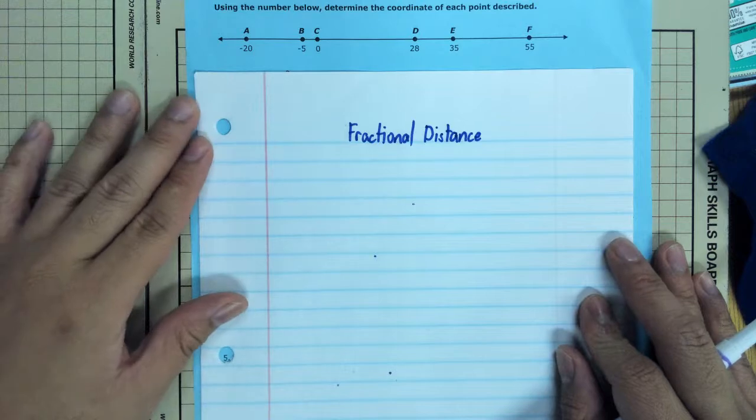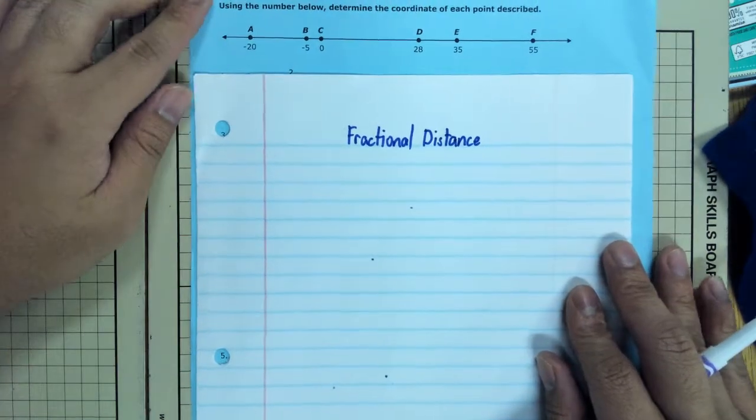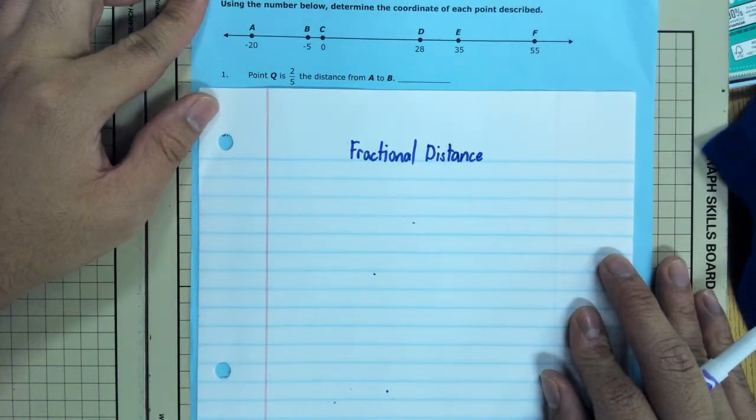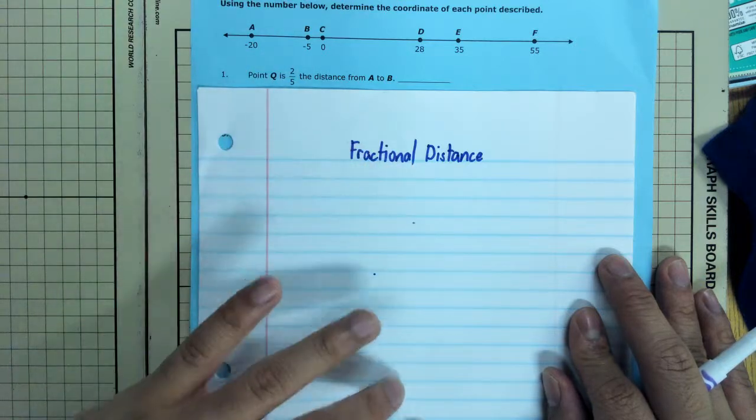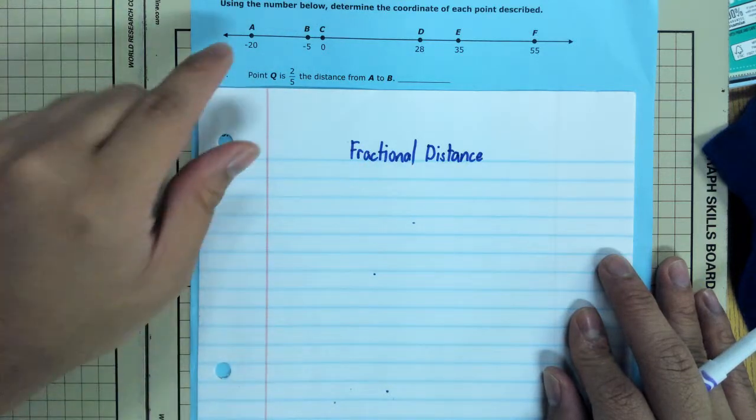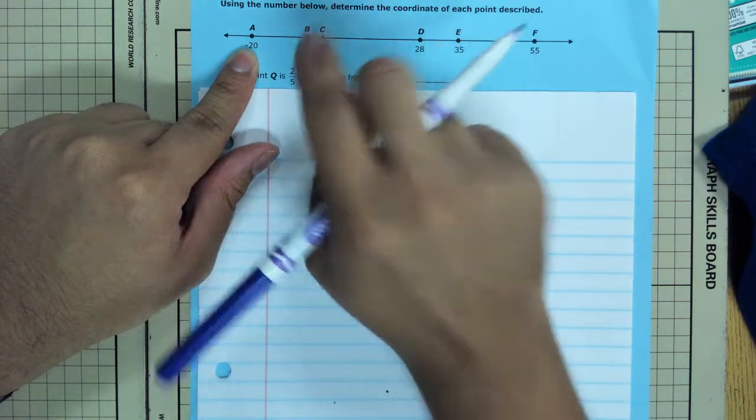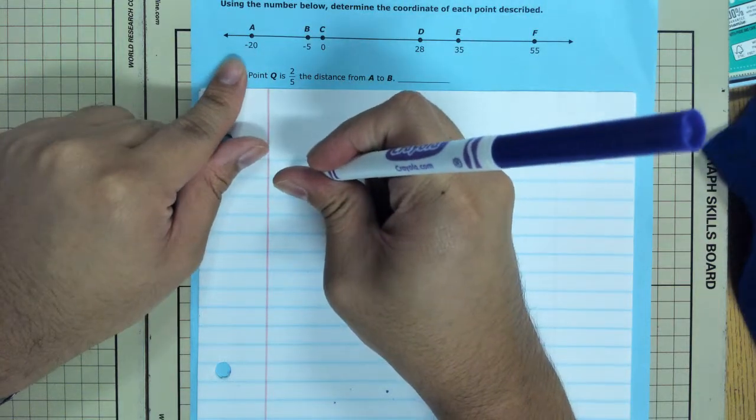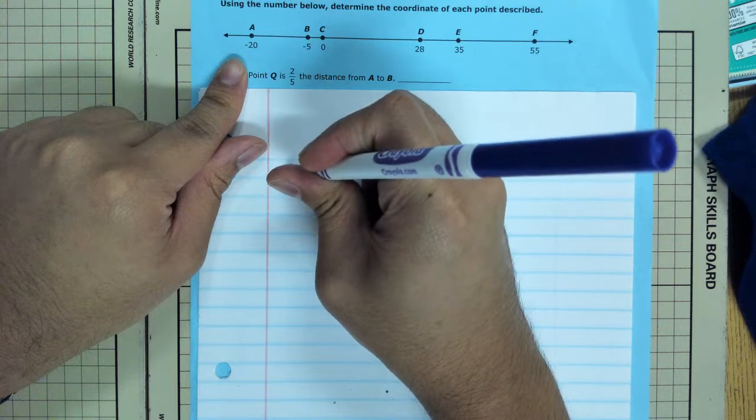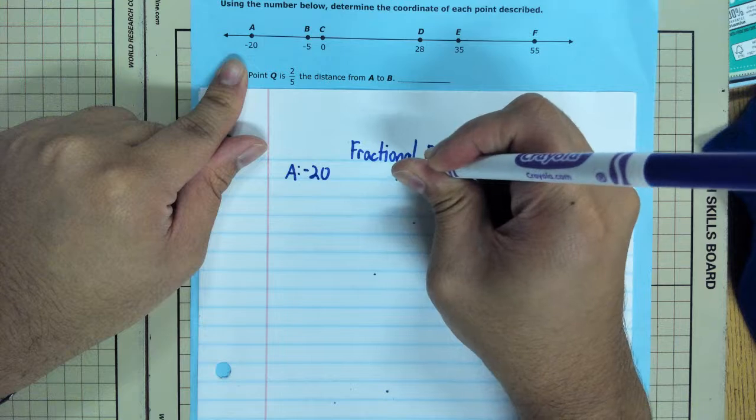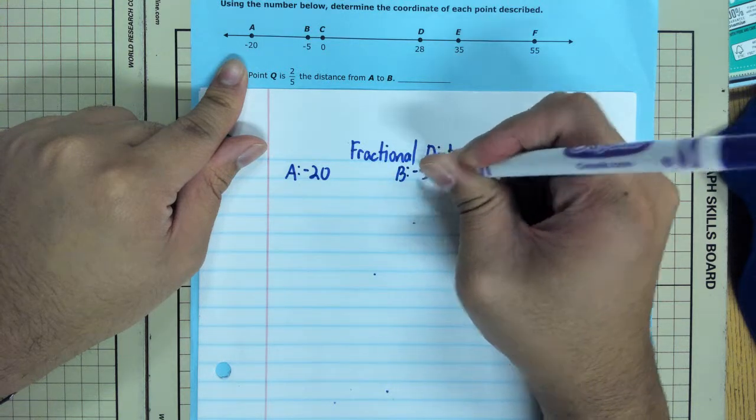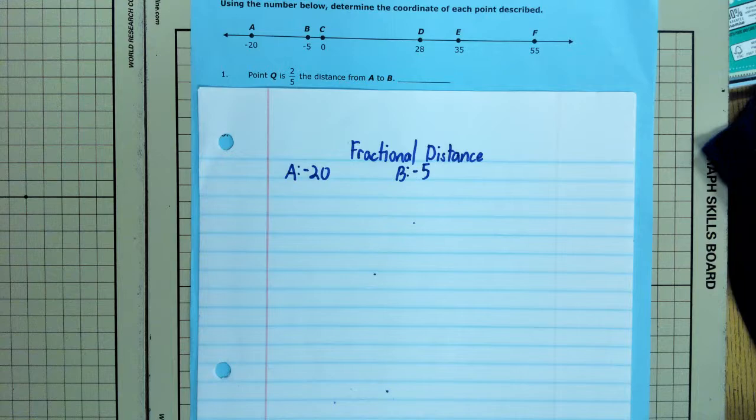I have a number line up here, and there's a question up here. Point Q is 2/5 of the distance from A to B. Our job is to find where point Q is. From A to B. Let me make notes over here. A is at -20 and B is at -5. To find fractional distance, it's a three-step process.